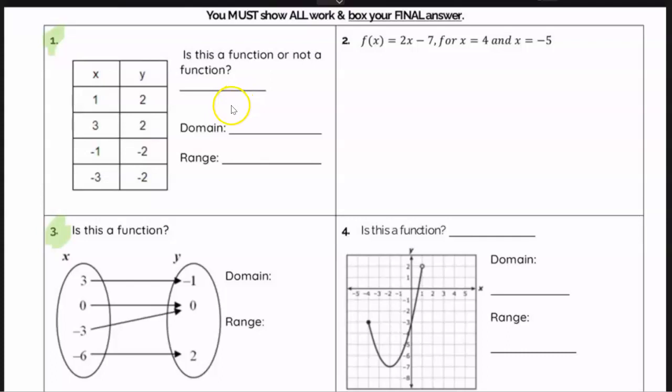Don't forget the definition of a function tells us that for every x, there's exactly one y. Or generally, what we're looking for is that there are no repeating x's. Well, if I look at my x column, I don't see any repeating x's.